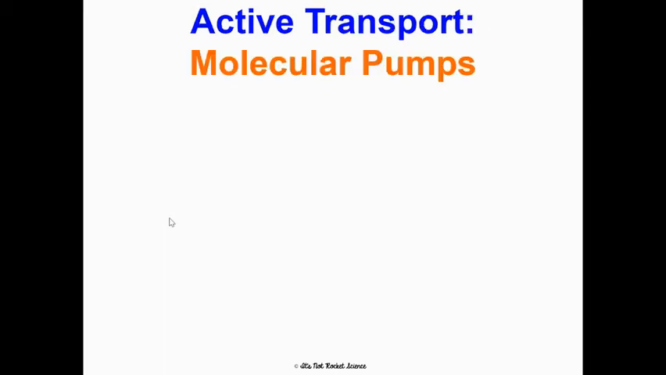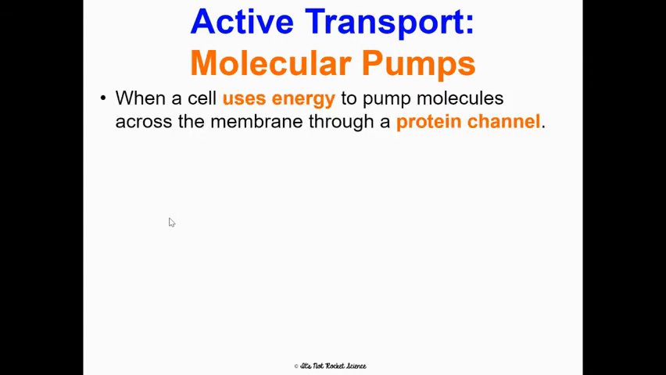First, though, we're going to talk about molecular pumps. This is where we're going against the concentration gradient. So the molecules aren't necessarily giant, but you're going the wrong direction. A cell has to use energy in order to pump these molecules across the membrane through a protein channel. So remember, you have protein channels in passive transport as long as the cells were going down the concentration gradient.